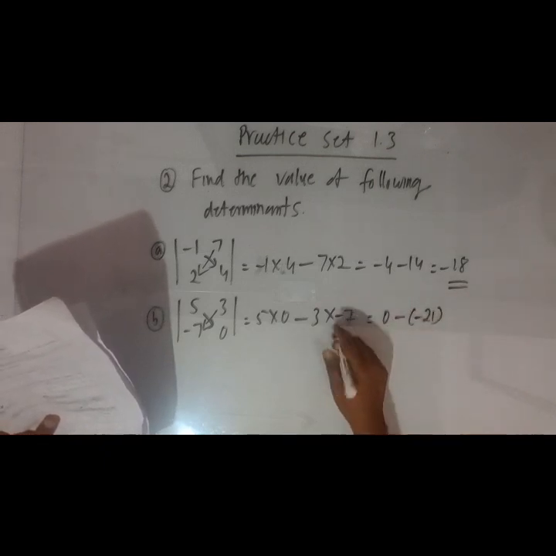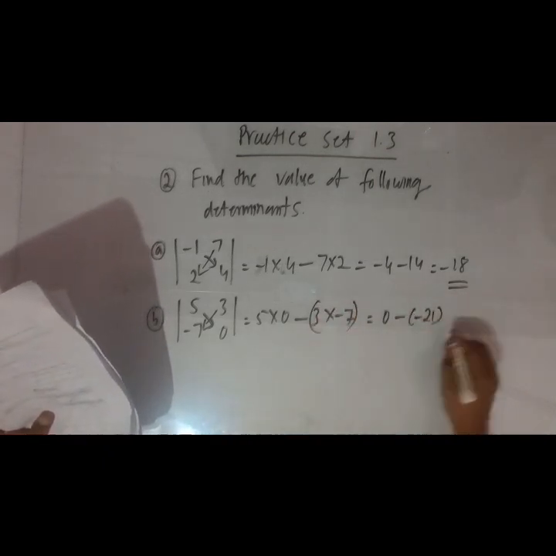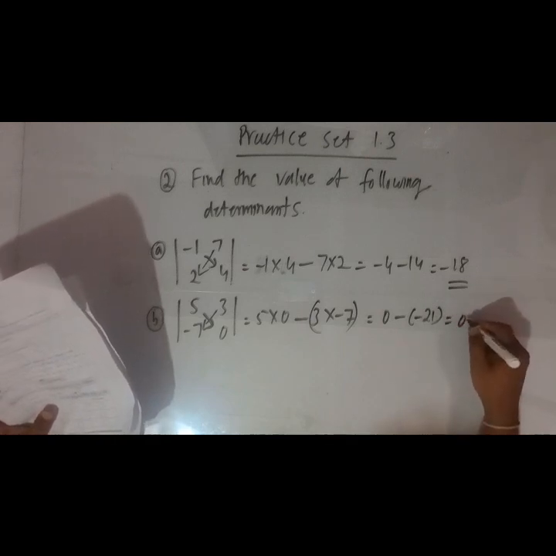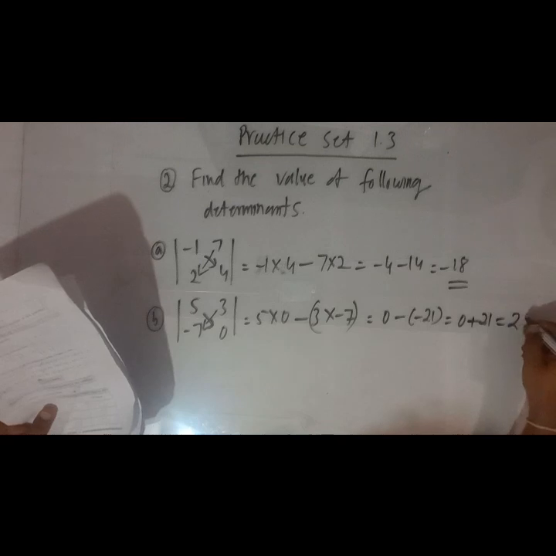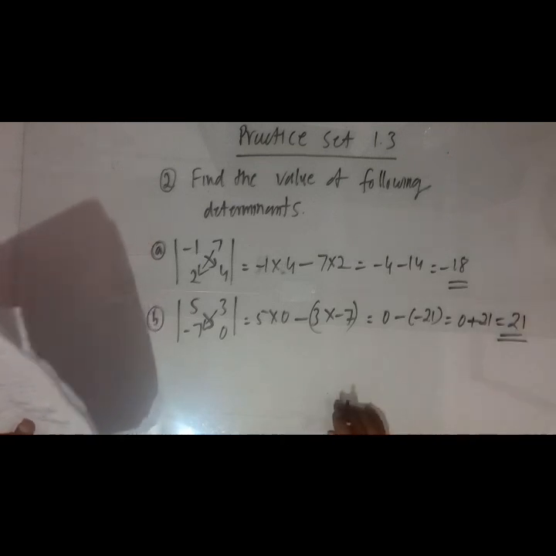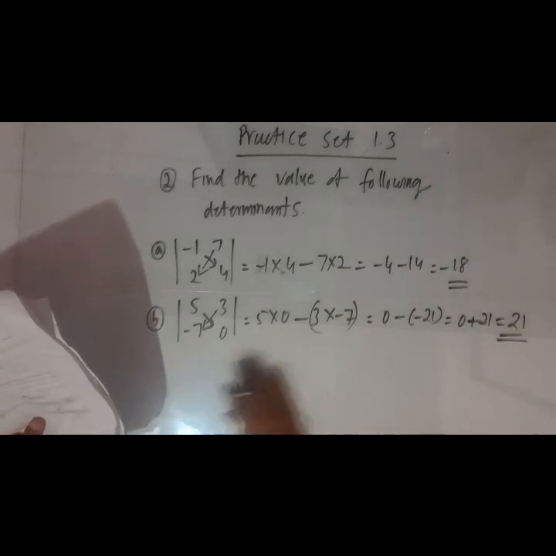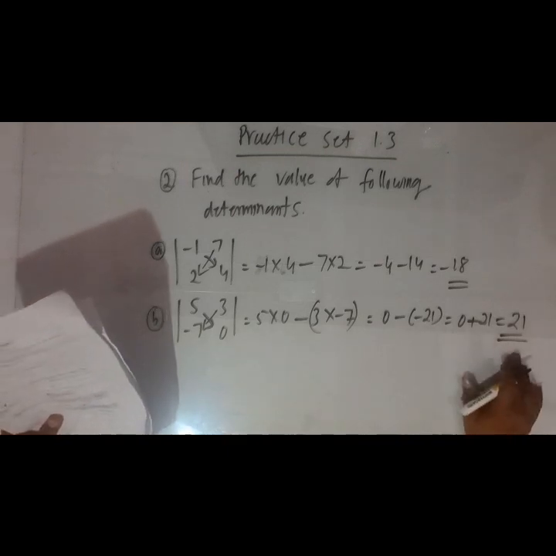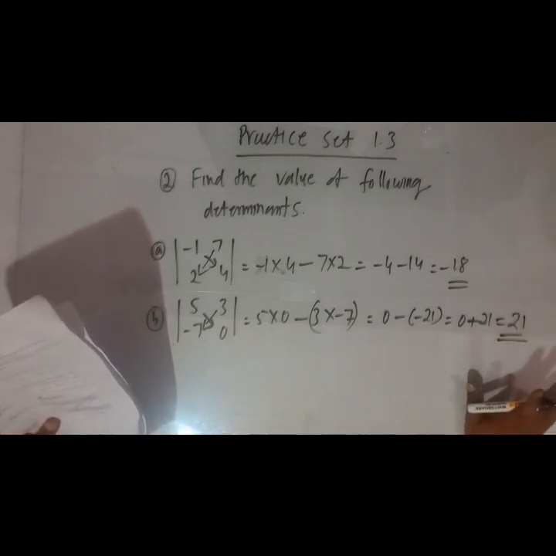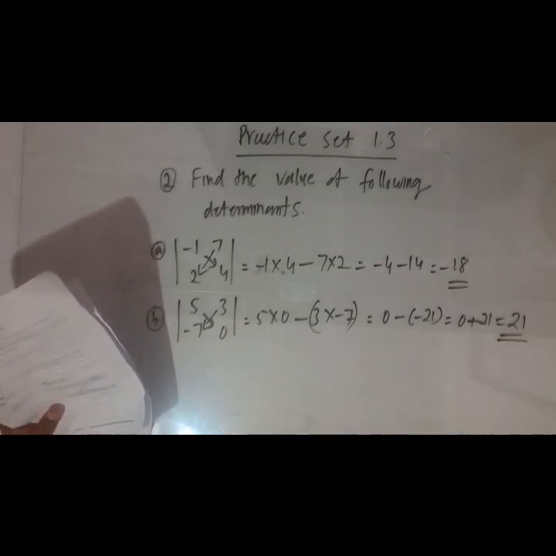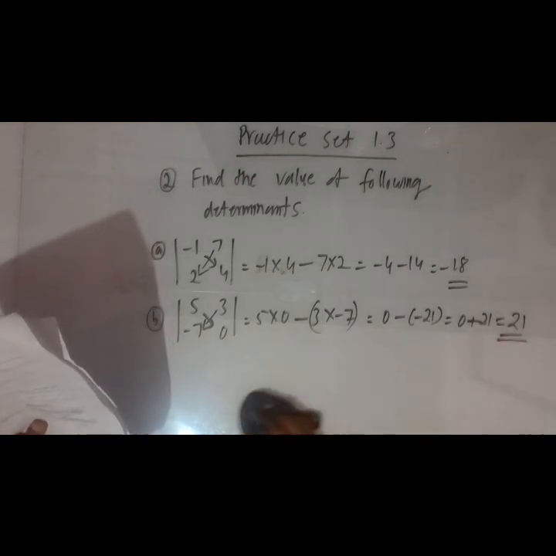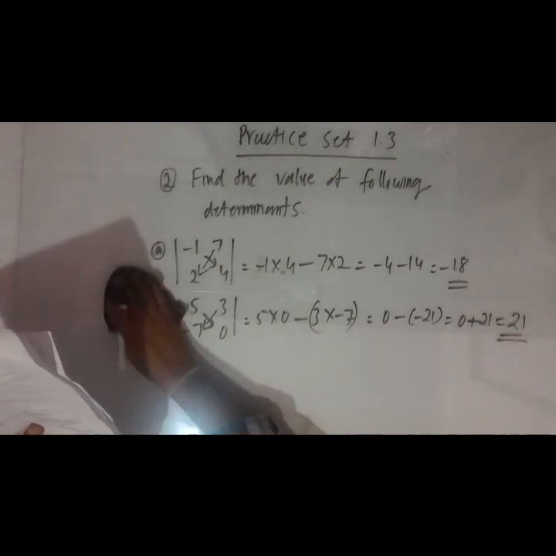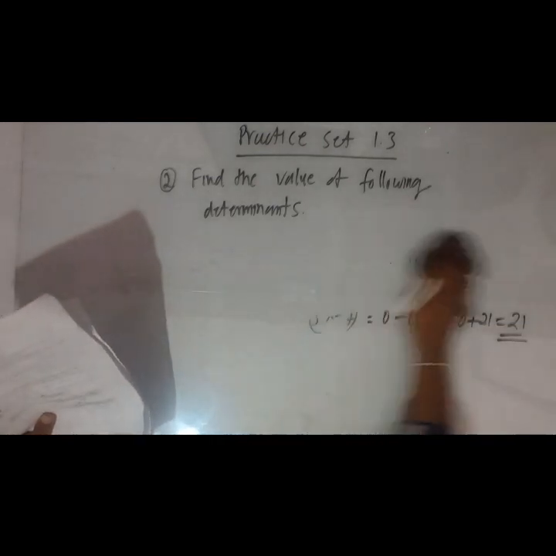Okay, because minus sign over here. Yes. So it is going to be 0 minus minus, plus 21. So answer is 21. So this is your answer. Okay, for this determinant, the value of the determinant is 21. Okay, now the next sub question, that is C.